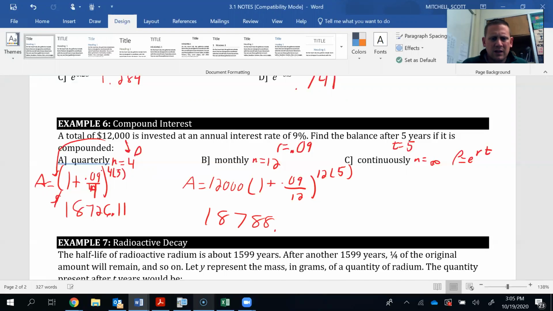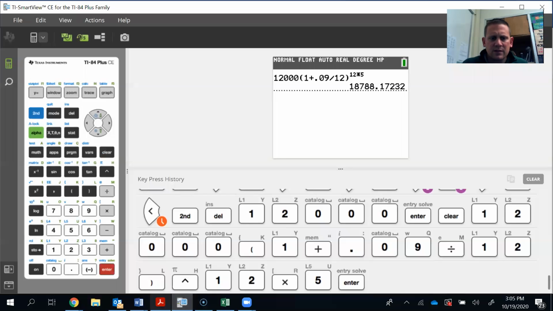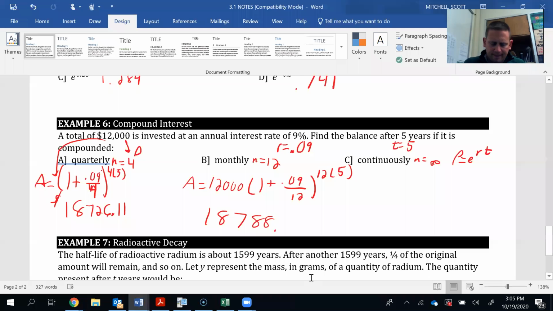$18,788 and double check, 17 cents. So there's the amount of money that is compounded monthly. So if you notice, that's more money. So you should tell your bank to compound it more. If we did daily, it would be a little bit more. So most banks aren't going to compound daily. In terms of money in banks, monthly is probably the best you're going to get.